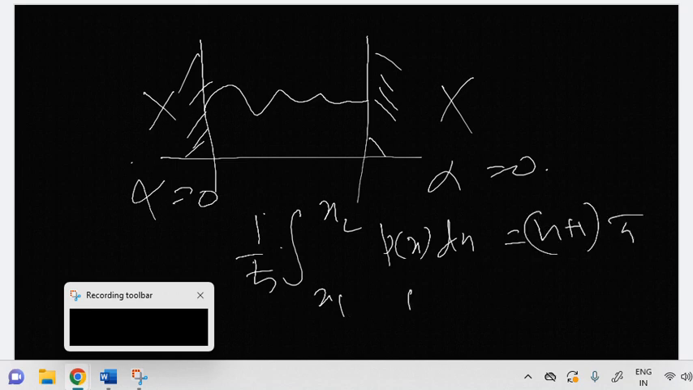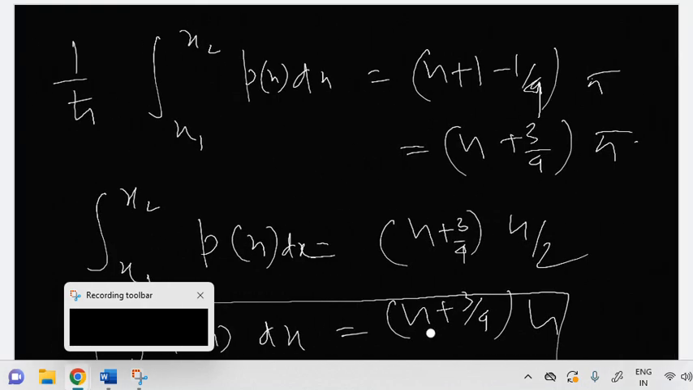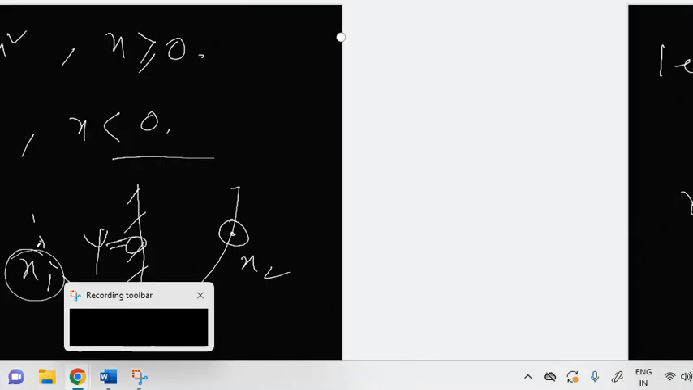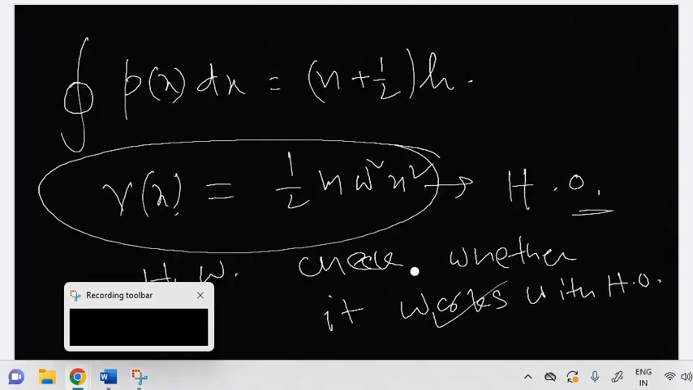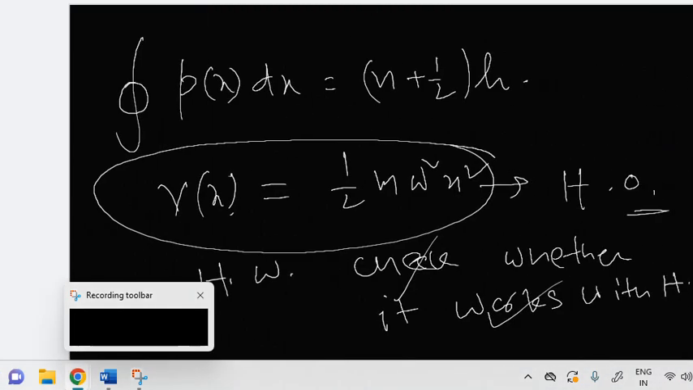and the integration of p dx will be (n plus 1) into h. So this is for the situation where the potential is embedded within two walls. Okay. This is for one wall, and without any wall, the condition is trivial, which is like that.